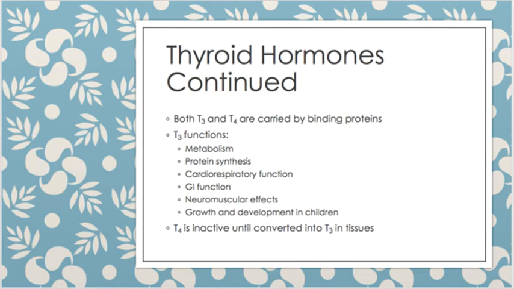Both T3 and T4 have to be carried by binding proteins. The function of T3 is metabolism, protein synthesis, cardiorespiratory function, GI function, neuromuscular effects, and growth and development in children that include both mental development and sexual maturity.